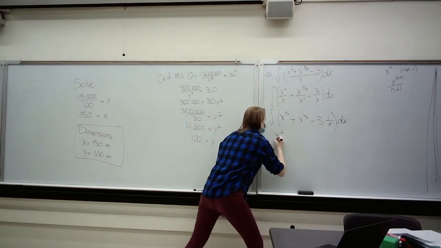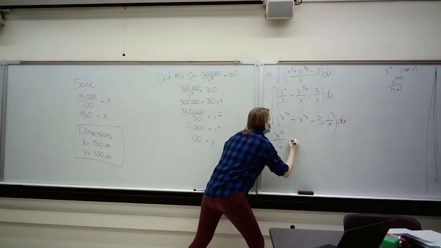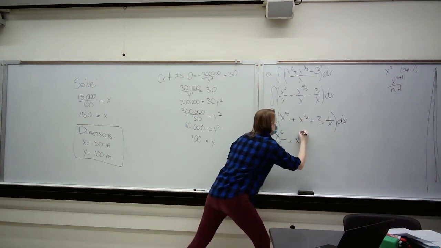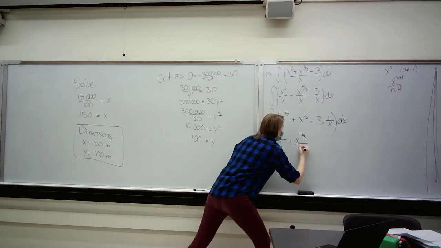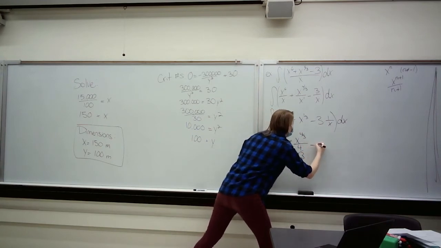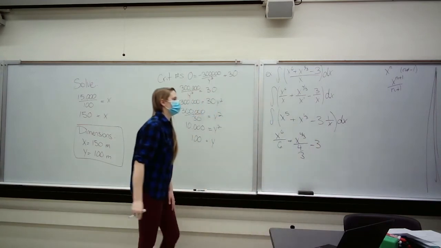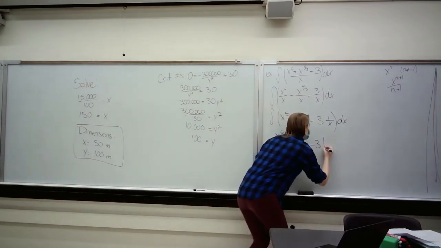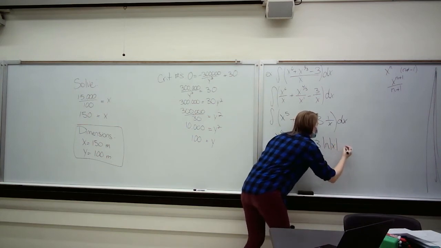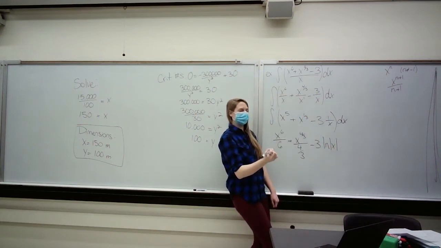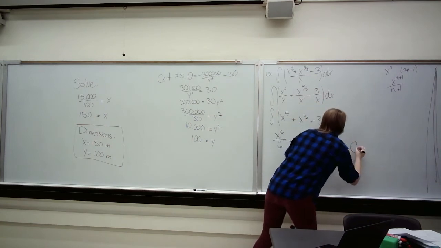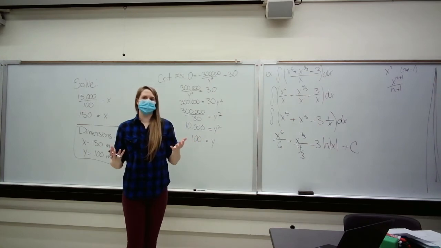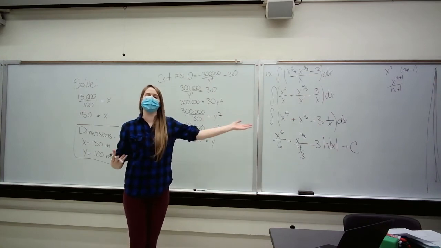So x to the 6 over 6 plus, now I'm going to add 1 to my power, so x to the 4 over 3 over 4 over 3, minus 3. What's the integral of 1 over x? It's the natural log of the absolute value of x. Plus C. Why is that absolute value there? That's just the rule for this integral essentially.